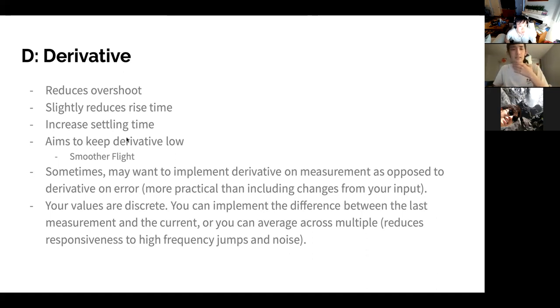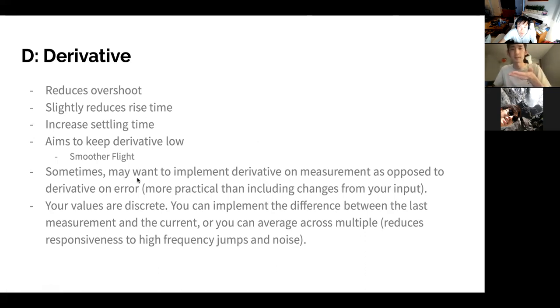So this point is the key to everything: it aims to keep the derivative low. The effect of this is it'll create a smoother flight, and that's definitely something we want, especially when we have noisy input signals and stuff like that. This is very helpful, so sometimes we might want to implement derivative. The last two points are just to show that these aren't set in stone rules. You can control it however logically makes sense, and that might have different effects.